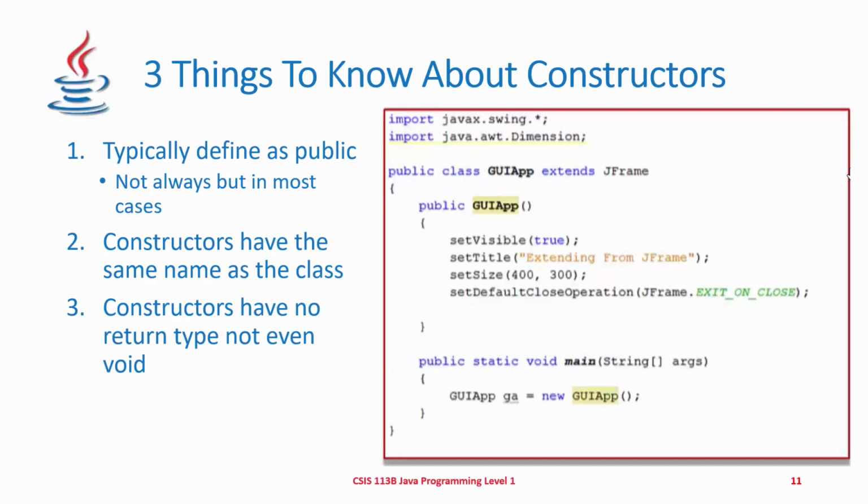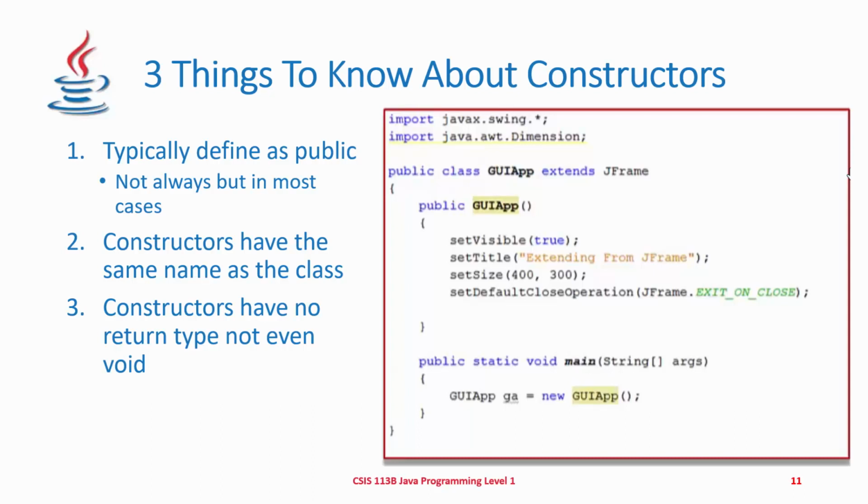Three things that you need to know about constructors. Typically, we define them as public, not always, but in most cases. Constructors have the same name as the class. If you look at the example on the right, you can see the class header, which is GUIApp extending from JFrame, but then the constructor method is public as well, and the only thing that we add to that is the name, which has to match the class name, and then a set of parentheses after it, because it is a method, but a very special method referred to as a constructor, because that's the method that will run when we create a new instance of this class.